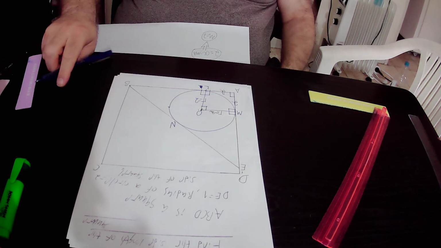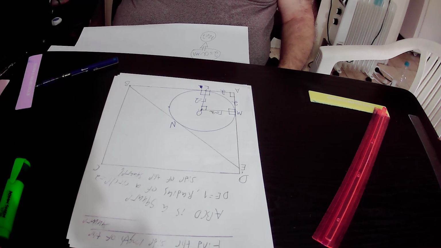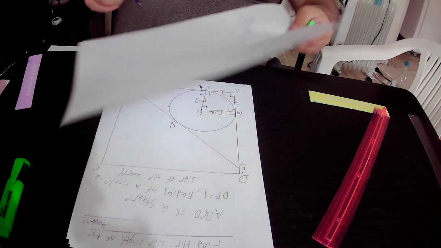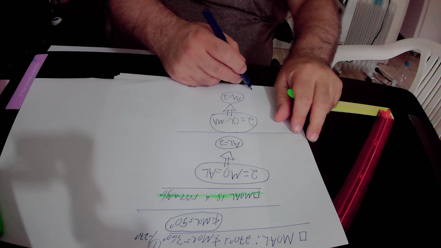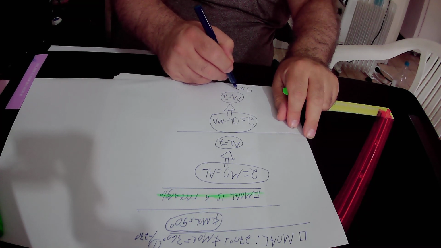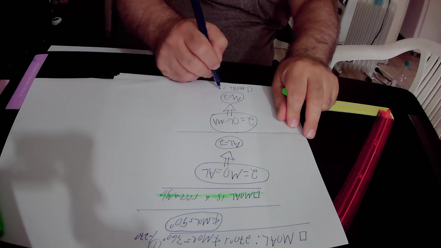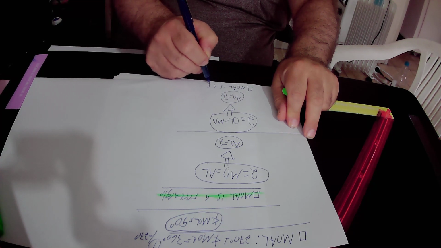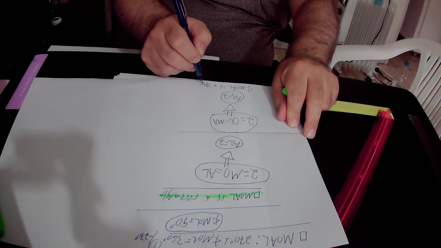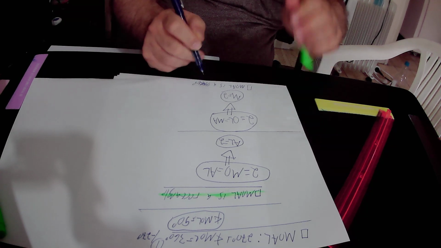So we actually found out that MOAL is not just a rectangle but a square, okay? So we can write down here that MOAL is a square, because all of its sides are equal to each other.